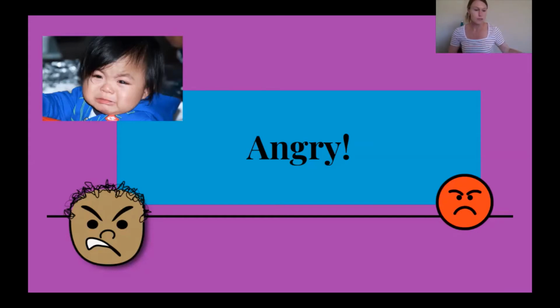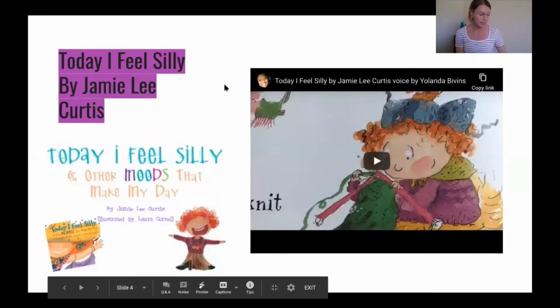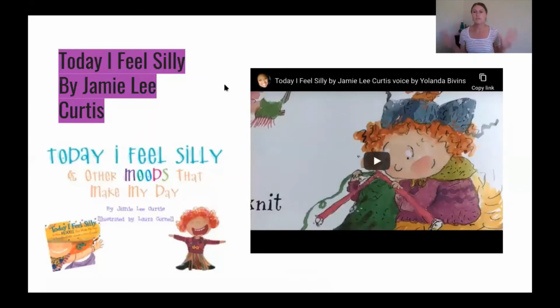Today, we're going to read a story called Today I Feel Silly, and this is about all of the different emotions that we all experience. So in this story, a little girl is feeling lots of different emotions because a lot of different things happened to her during that day. So as you're listening to the story, I want you to see if you recognize any of the emotions that she's feeling. So have you ever felt any of the emotions that this little girl has felt? Okay? So listen closely as we read this story.